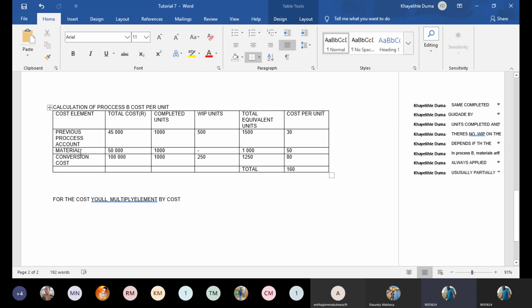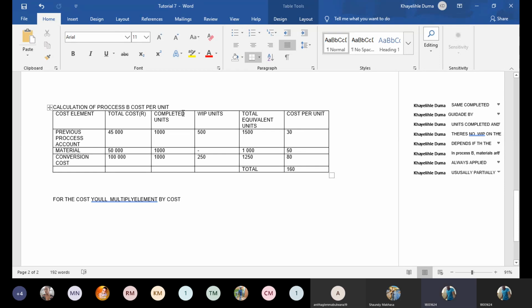And then after that, you have to consider the current process. And then as for the total cost, it's just the amounts that you quote. And then completed units, they are all the same. I've never seen where they're different. Completed units will just be the same, guided by the information. If you see that completed units, in this case, are 1,000, just write 1,000 going down. It doesn't change.